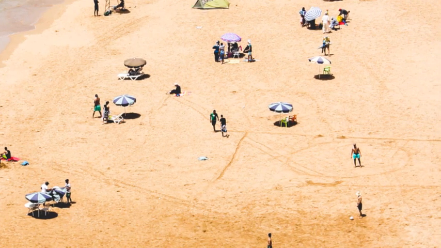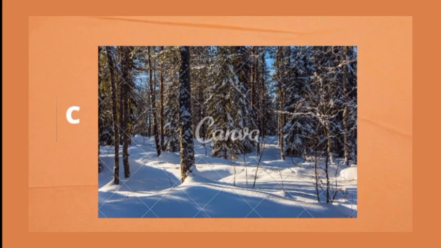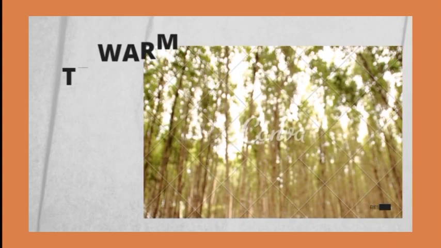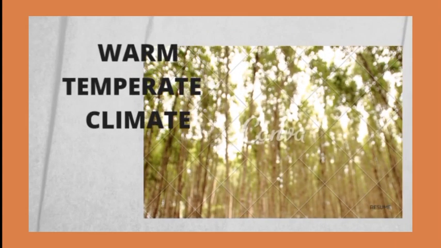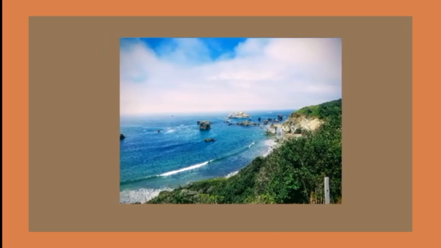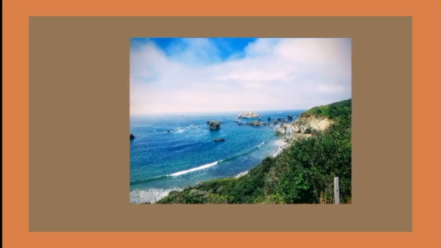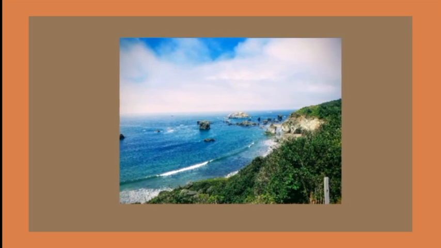So the temperate climates that we have will start first with the warm temperate climate, because the temperate climate is divided into two parts: warm temperate climate and cool temperate climate. For warm temperate climate, the first climatic subvariant is warm temperate climate western margin type, which is the Mediterranean climate type. It is located within latitude 30 to 45 degrees within the subtropical area on the western coast of the Mediterranean shores.